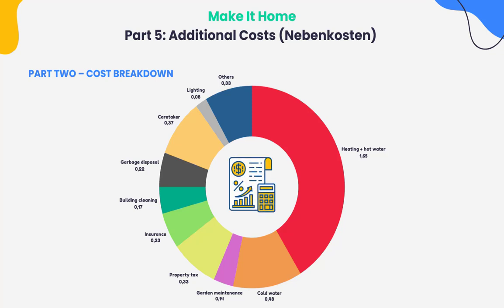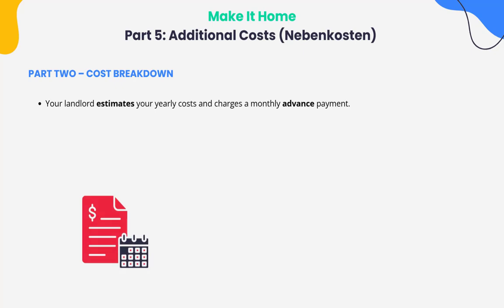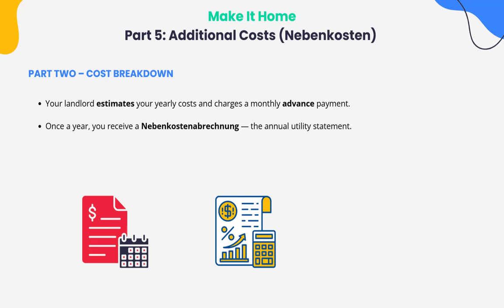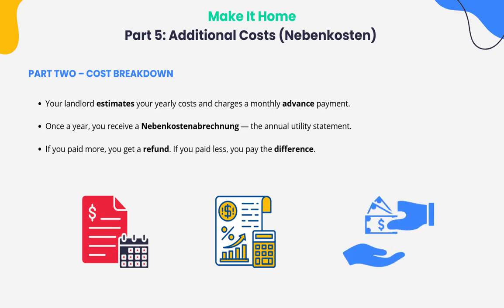So, how do tenants pay Nebenkosten? You don't pay the exact amount every month. Instead, your landlord estimates your yearly costs and charges a monthly advance payment. Once a year, you receive a document called the Nebenkostenabrechnung, the annual utility statement. If you pay too much, you get a refund. If you pay too little, you pay the difference.